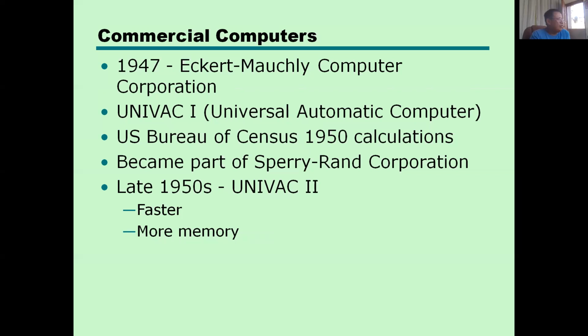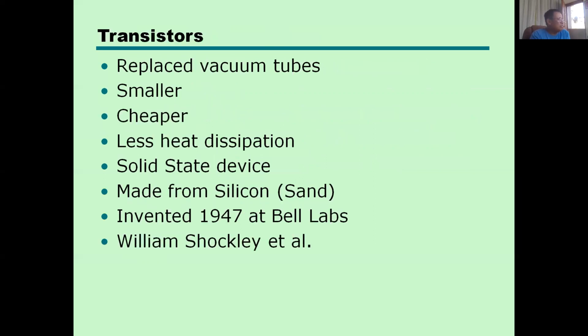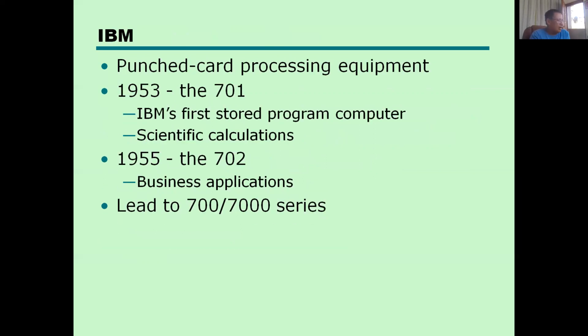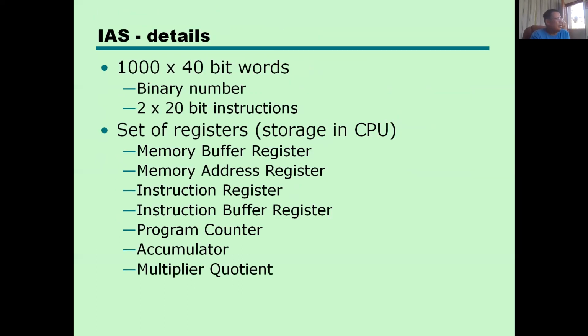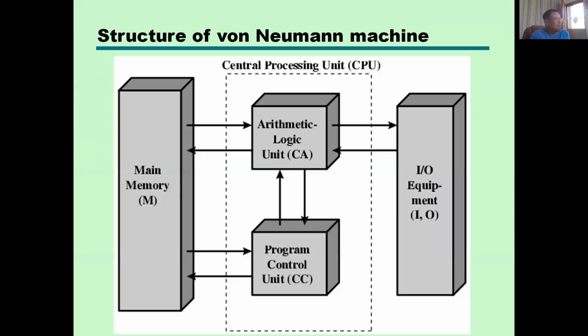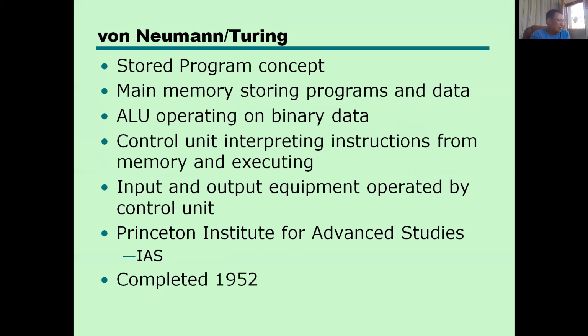So 1947, UNIVAC 1, used for 1950s, UNIVAC 2. Hindi na na-mention dito yung EDVAC because there's a controversy in EDVAC, kung sino talaga yung author. Hindi na na-mention ni Stallings ang EDVAC. Okay, but it was also a stored program concept computer.